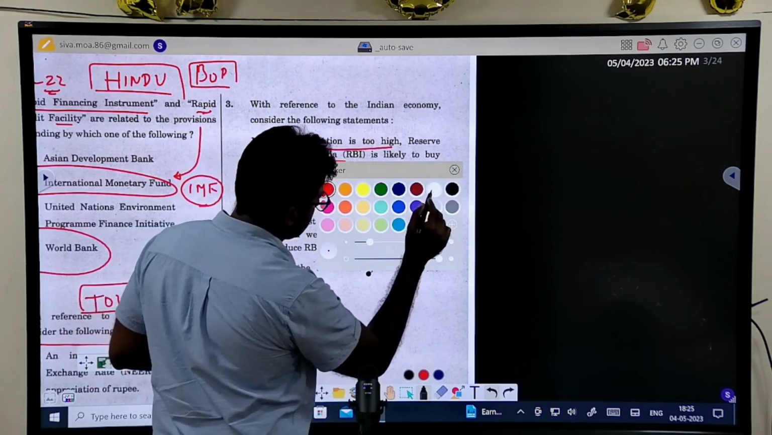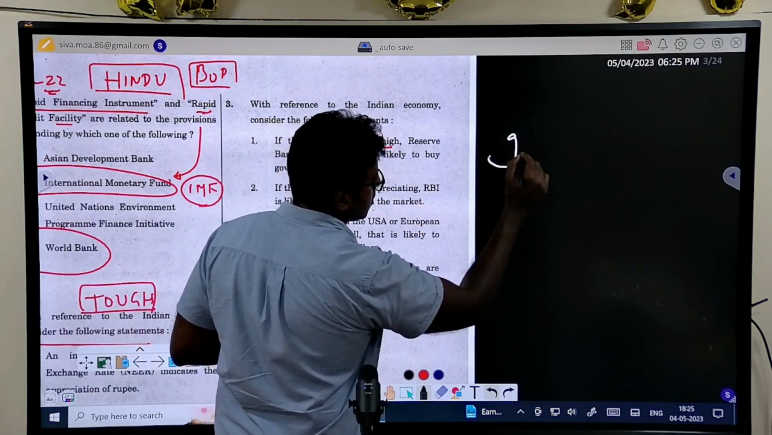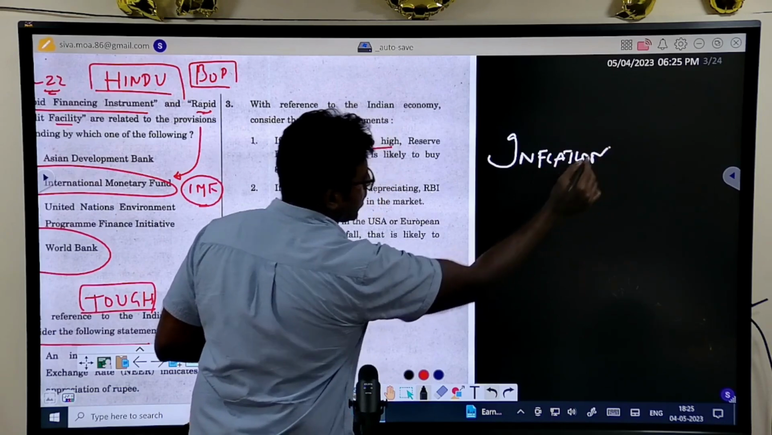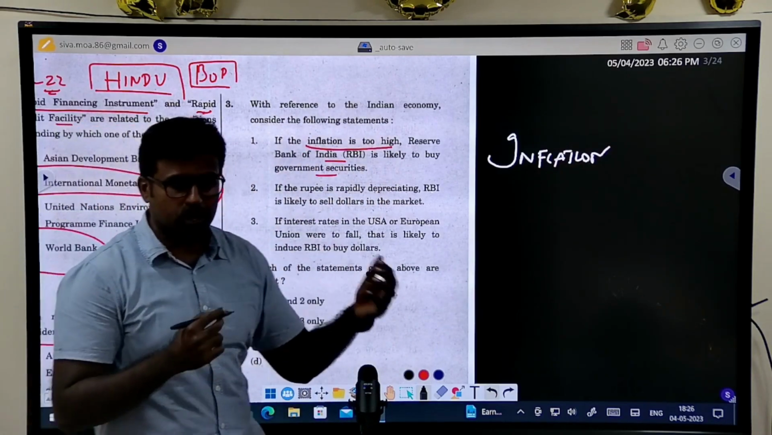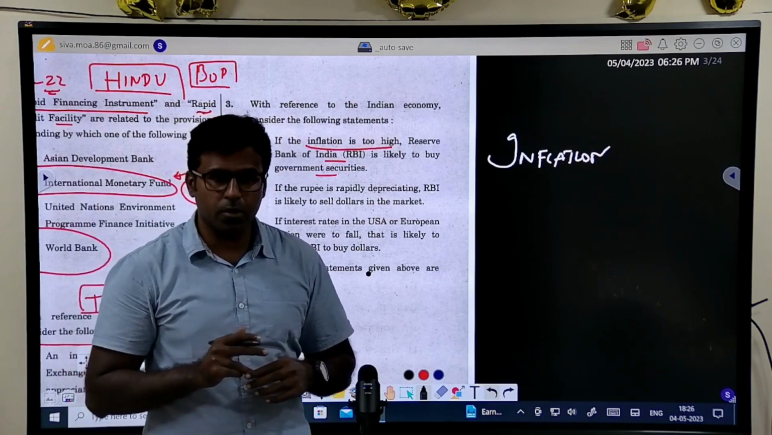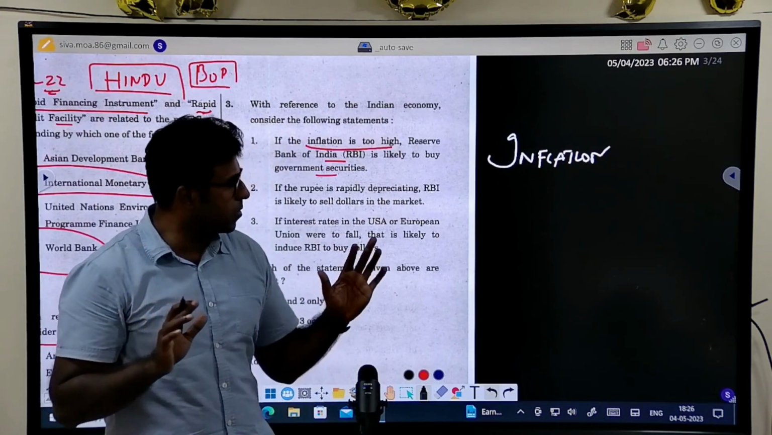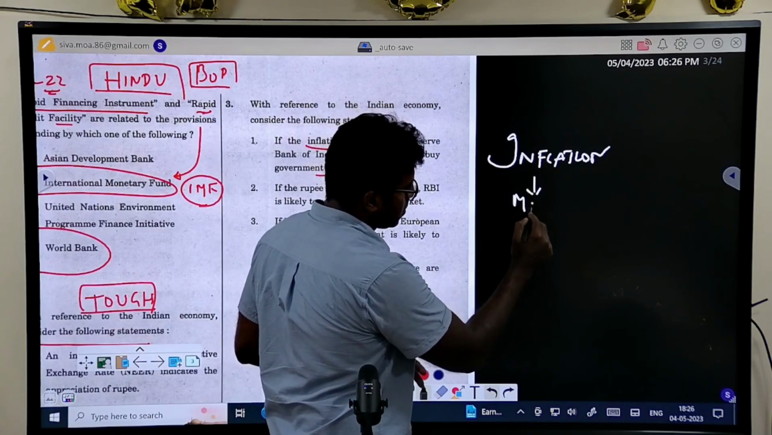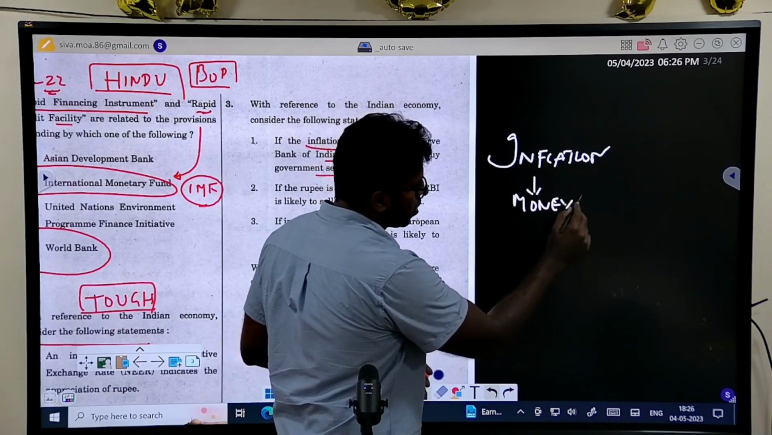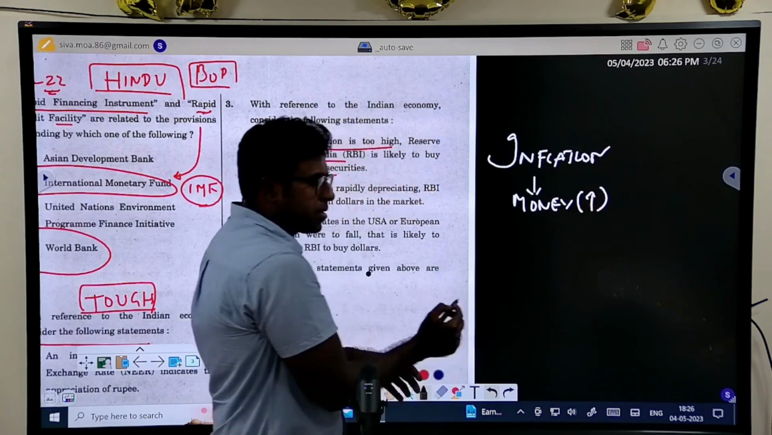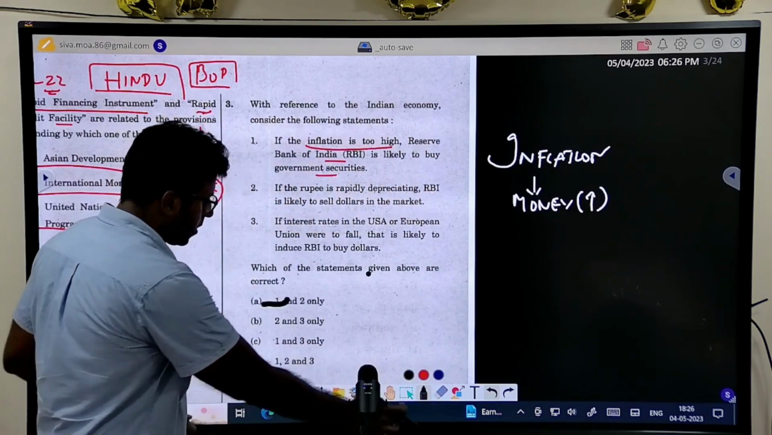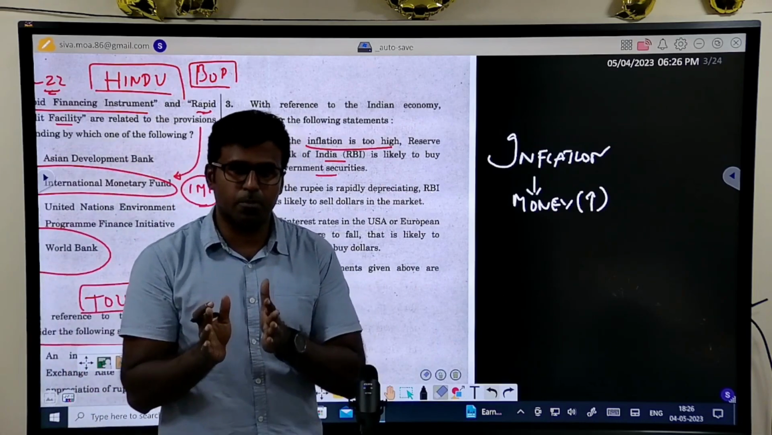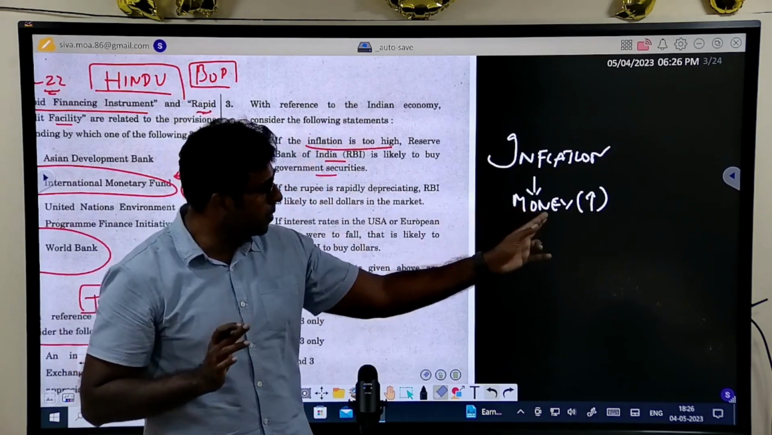In this, the simplest thing is inflation. Don't solve inflation using whatever complex things you have been studying. Rather, think about inflation. If inflation is there, that means money is high, that is, more money is there. That is the primary definition. More money going after a small amount of product will give you inflation. So money is high.